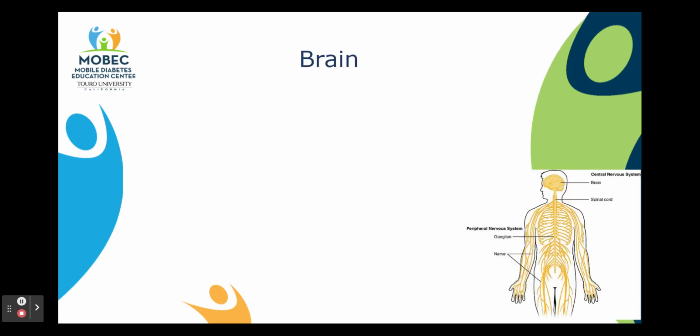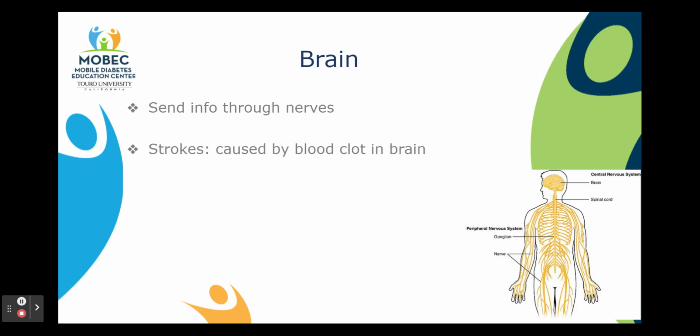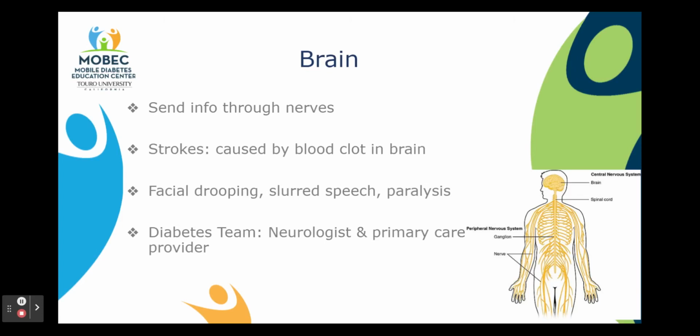Your brain controls everything in the body by sending information through the nerves. If a blood clot happens in a blood vessel in the brain, it can cause a stroke. Higher blood glucose over long periods of time increases the risk of getting a stroke because the blood vessels are becoming more narrow and rigid due to inflammation. Some symptoms of stroke are drooping on one side of the face, slurred speech, or paralysis to other parts of the body requiring long periods of rehabilitation. In some cases, these complications may cause death.